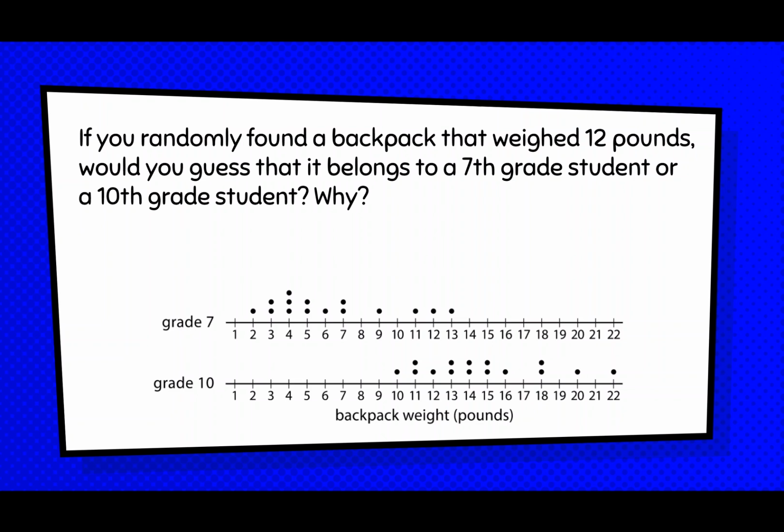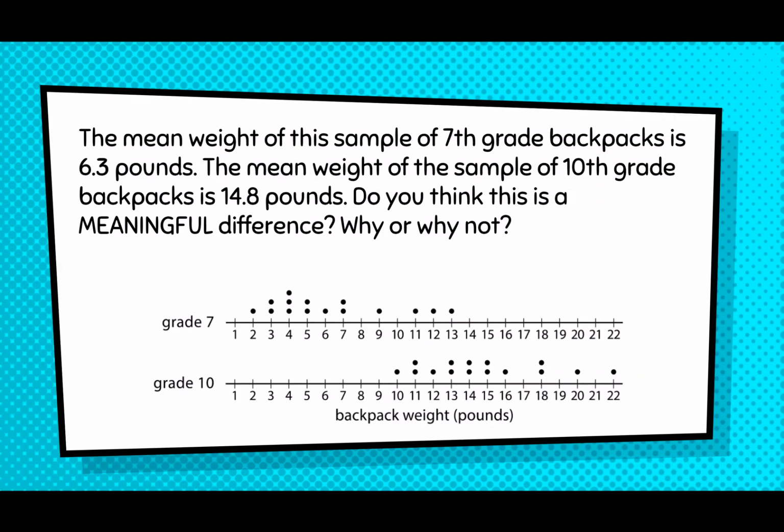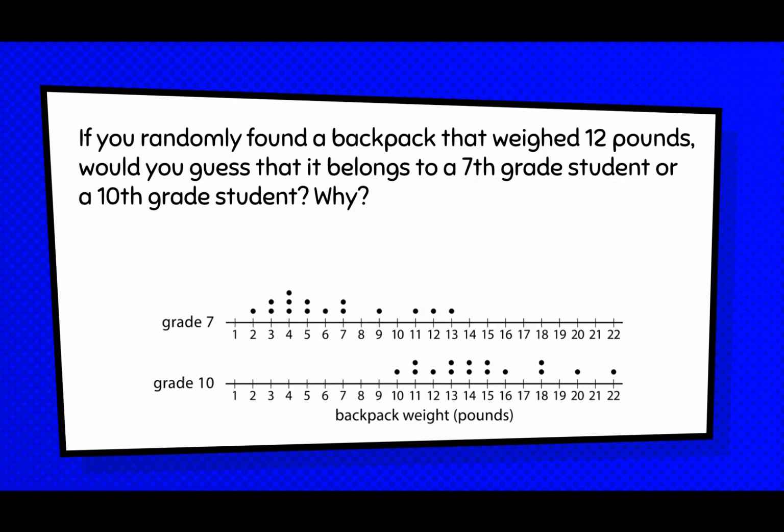But if I had to guess a 12-pound backpack, which one I think it would be, I would go back to that previous information we were given and think about the means. A 12-pound backpack is about 6 pounds away from the average 7th grade backpack and about 3 pounds away from the average 10th grade backpack. So if I found a 12-pound backpack, given that it's closer to the average of the 10th grade backpacks, I would probably guess it belongs to a 10th grade student.